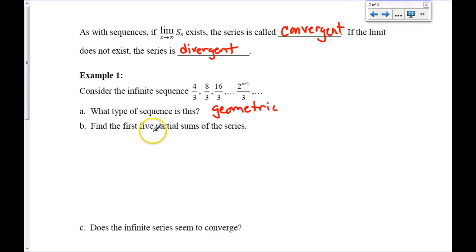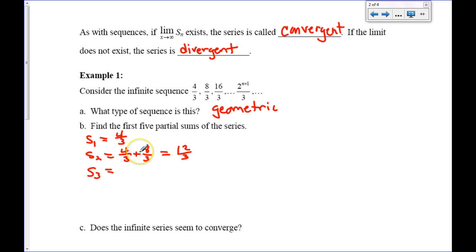Find the first 5 partial sums of the series. So that's what we're going to do now. So S sub 1 equals what? 4 over 3. Okay, S sub 2. It's going to be 4 over 3 plus 8 over 3. It's adding the first two terms in the sequence together. So this will be 12 over 3. And then S sub 3.